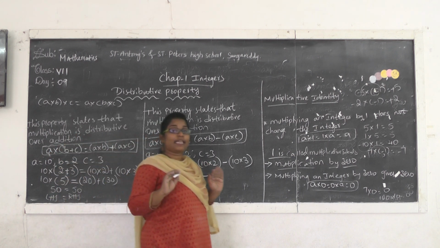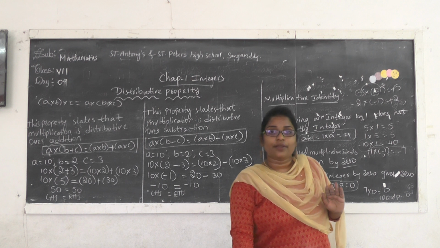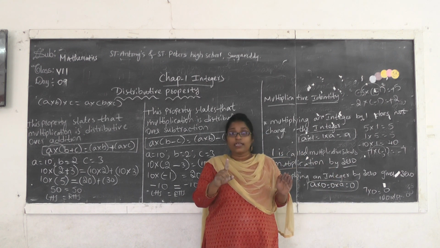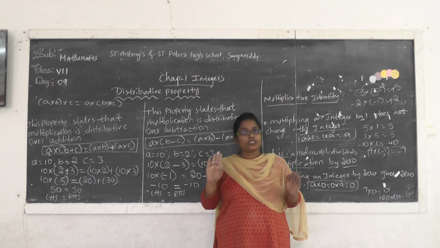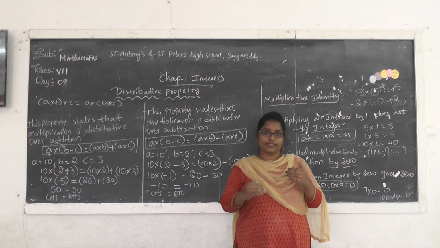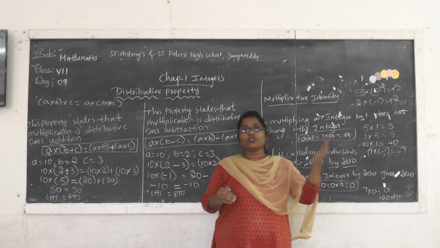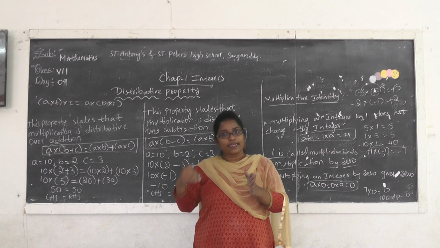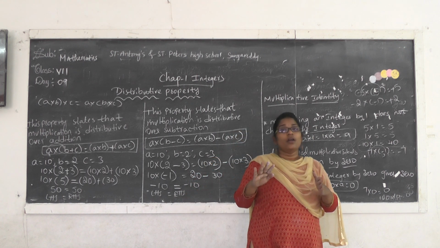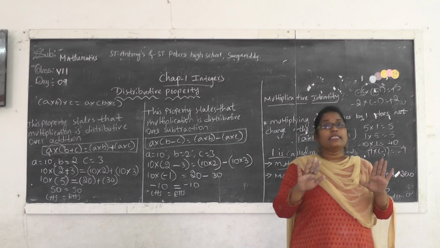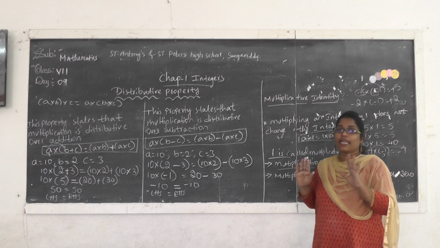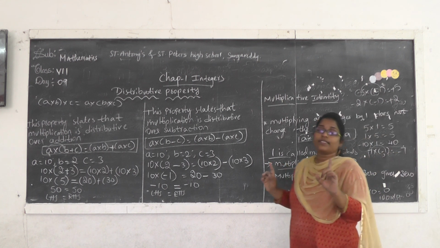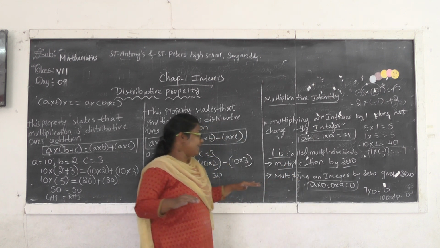What is meant by multiplicative identity? Multiplicative identity is nothing but, if we multiply any integer by 1, the result is not going to change. The result will be the integer itself. -2 into 1 is -2, -3 into 1 is -3, 4 into 1 is 4. So the result is not going to change. What is the multiplicative identity? One is called the multiplicative identity.